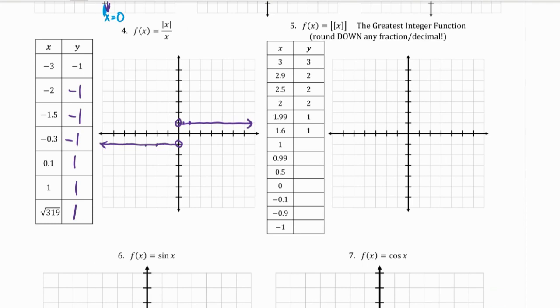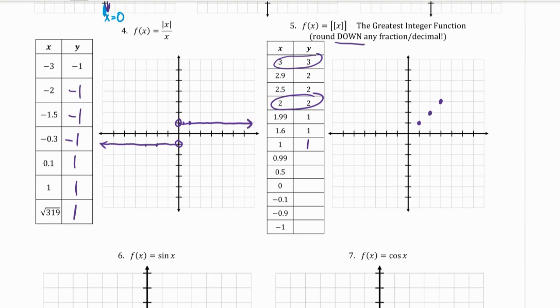So the greatest integer function is when you round down any fraction or decimal. So if it's a whole number, it stays a whole number. So 3 goes to 3, 2 goes to 2, 1 will go to 1. Okay, so whole numbers are going to be what they are. So I have 3, 3, I have that point. I have 2, 2, I have that point. I have 1, 1, I have that point.